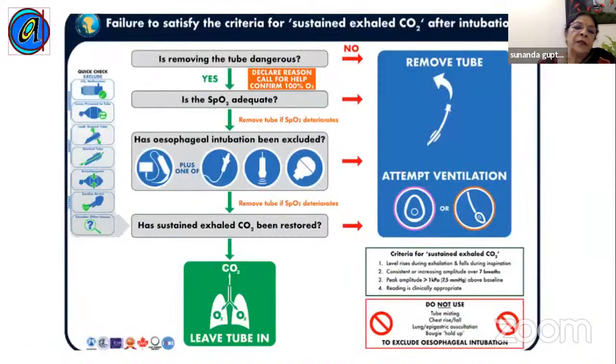So this algorithm decides on failure to satisfy the criteria for sustained exhaled carbon dioxide after intubation. Is removing the tube dangerous? No, remove the tube. If yes, you look at the SpO2 levels. Remove the tube if SpO2 deteriorates. And then you have to exclude esophageal intubation by your fiber optic video laryngoscope, your fiber optic endoscope, your USG or esophageal detector devices. And if the answer is no, then you attempt ventilation with either face mask or a supraglottic airway device. Now, if sustained exhaled carbon dioxide has been restored, then you leave the tube in situ.